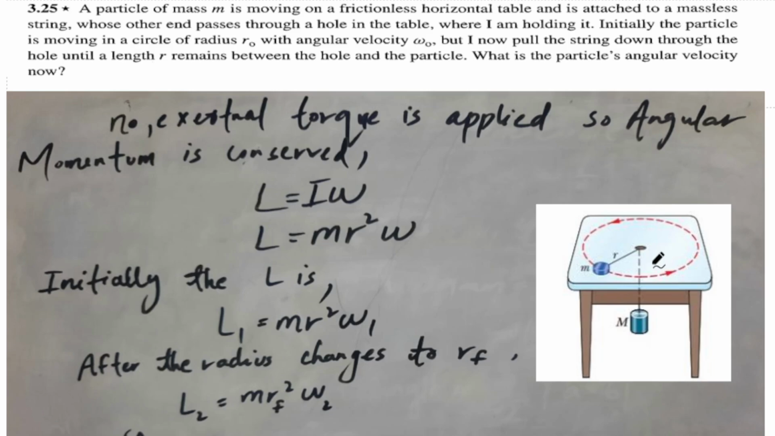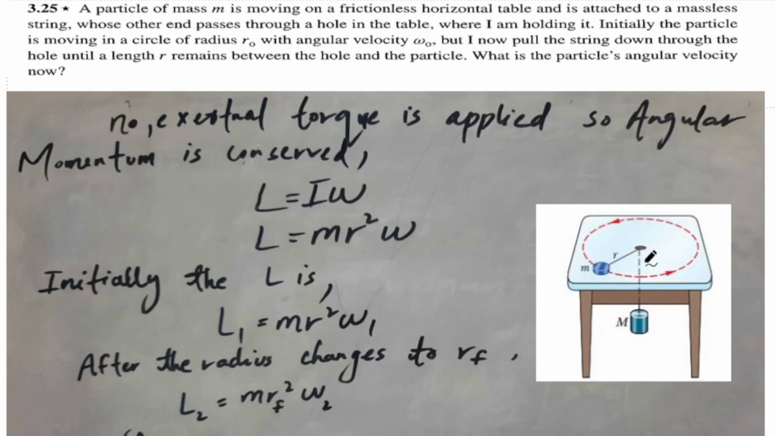Initially the particle is moving in a circle with radius rho. You can write rho there instead of r, with angular velocity omega. But I now pull the string down through the hole until a length r remains between the hole and the particle. So we have to find the angular velocity. Already we have been given the initial angular velocity.